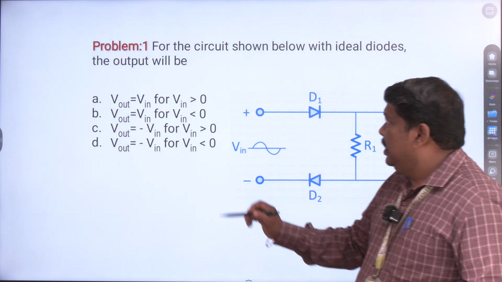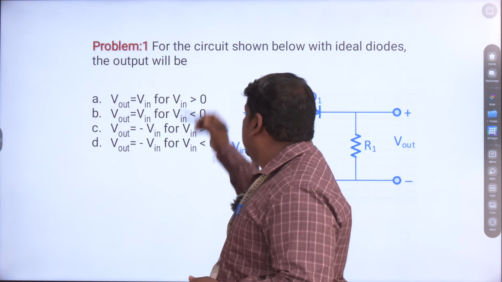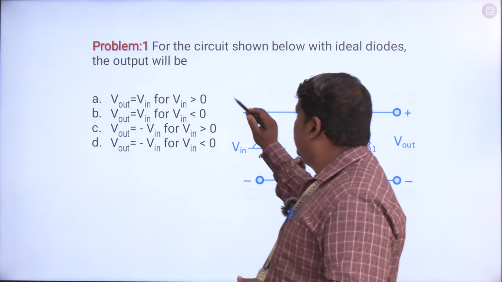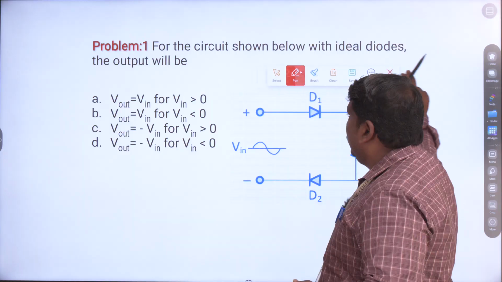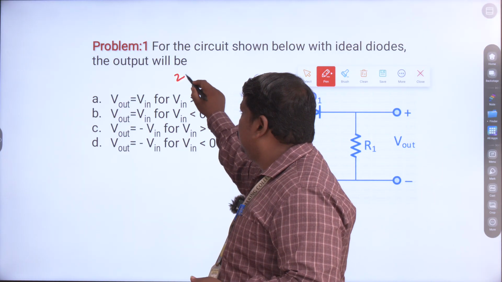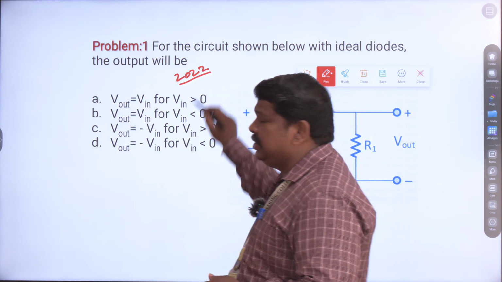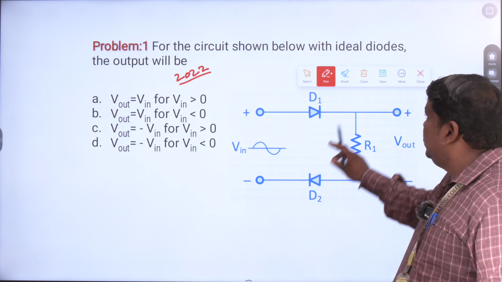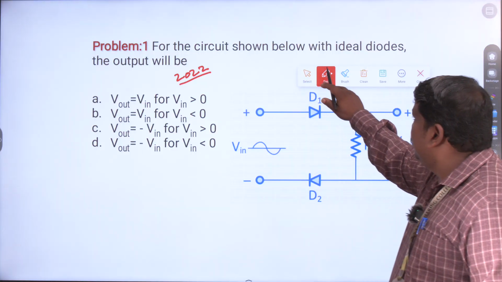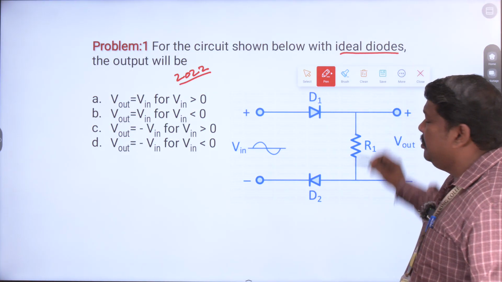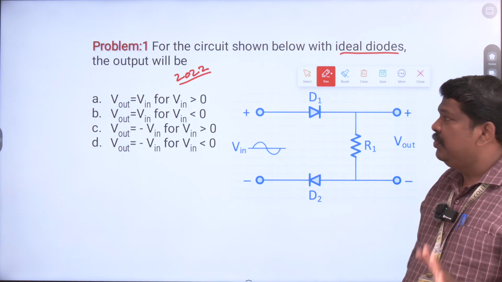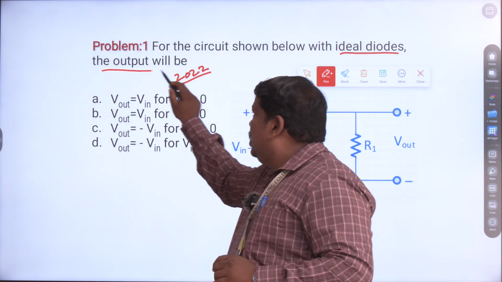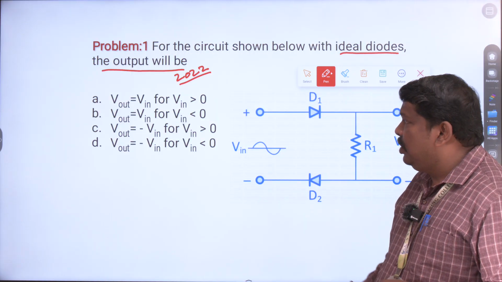Okay, first problem. Problem number 1, which was asked in the 2022 GATE exam, in the previous year GATE questions. It is simple: from the circuit shown below with ideal diodes. If ideal, it means both the diodes have the same configuration, there is no difference in that. What will be the output? They have given 4 options.